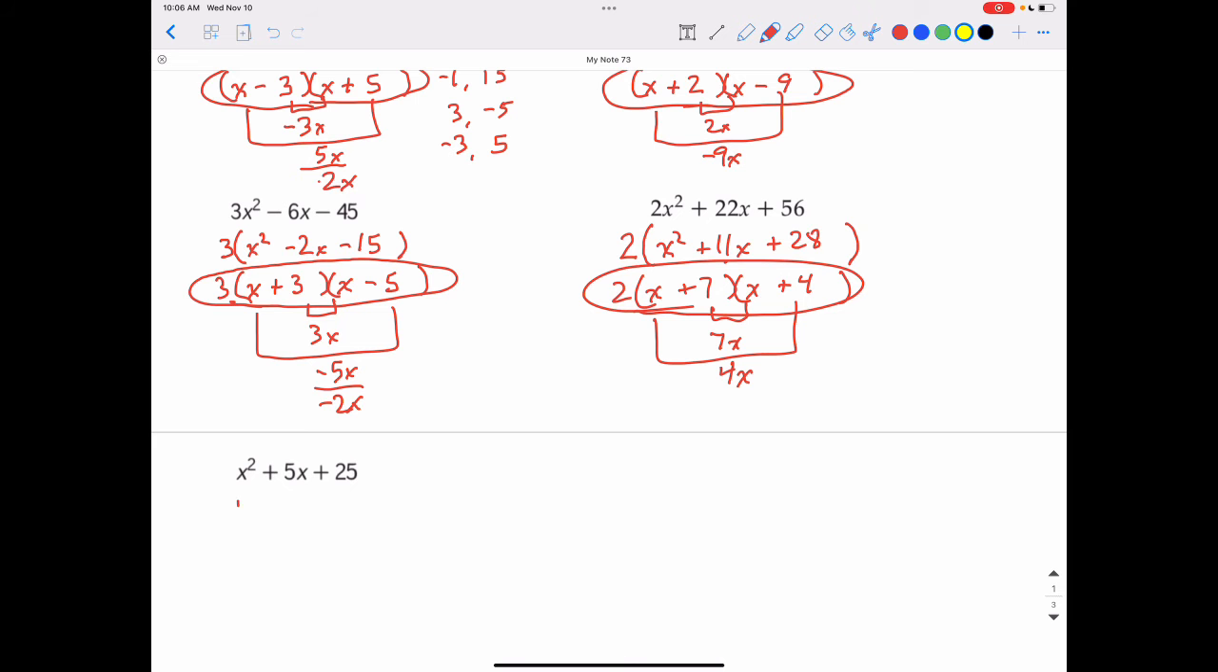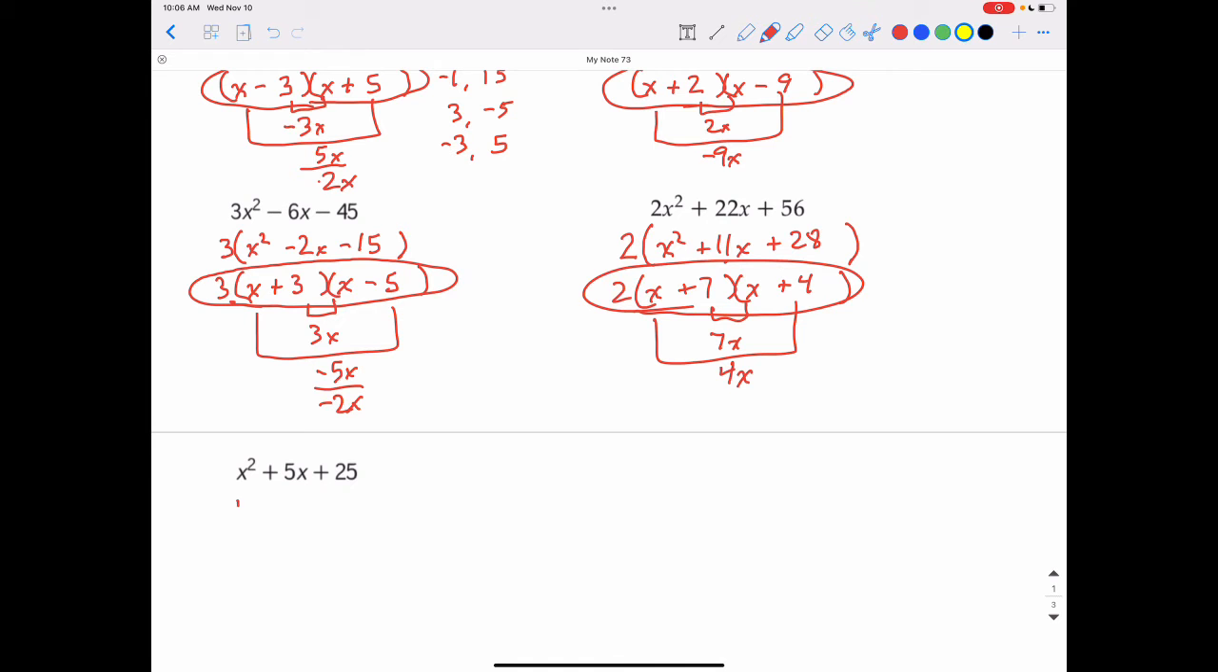So if I put 5 here and 5 here, 5 times x is 5x. X times 5 is 5x. That adds up to 10x, but I'm trying to get 5x in my middle term, so that's not going to work. So I'm going to have to try something else here. My only other option was 1 and 25. So if I do 1 and 25, 1 times x is 1x, 25 times x is 25x. Well, that adds up to 26x. So that didn't work either.